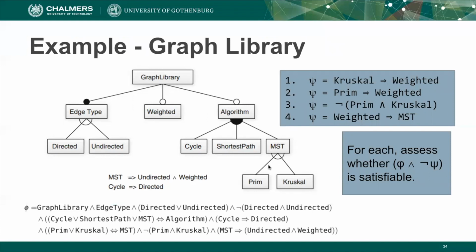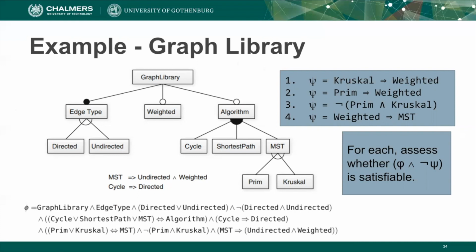Okay, not too bad. The third states that both prim and Kruskal must never be present in a graph product that we choose. Those two must never appear together. And we could also choose, for instance, that if we choose weighted, well, that implies we must choose MST as well. So to check whether these are true, we can assess whether we can get a valid feature selection without each individual one of these being met using a SAT solver.